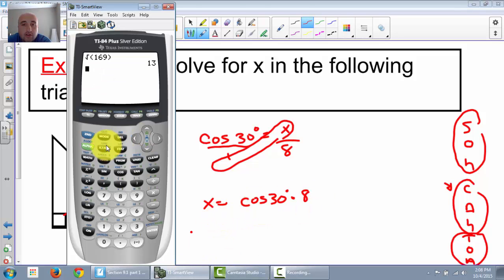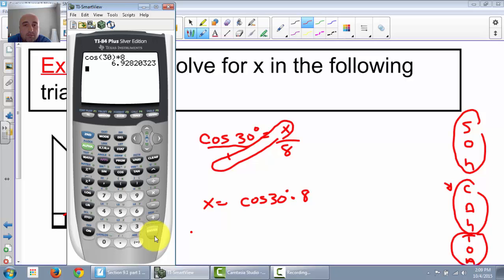Well, this is just a calculator problem. The thing we have to make sure is that our calculator is in degrees, because this is 30 degrees. Notice my calculator right now is in radians. To get there, all you have to do is hit mode, and make sure you're in degrees. If it's not, go down to degrees, hit enter on it, and then we'll be good to go. Second mode will take you back to the home screen. So the problem says x is equal to cosine of 30 times 8. Make sure you close your parentheses on the 30.